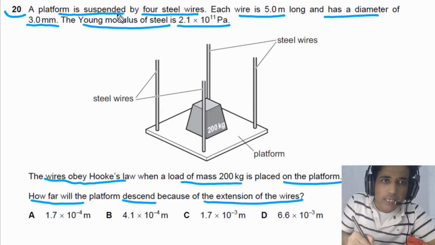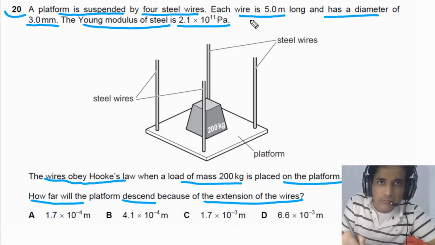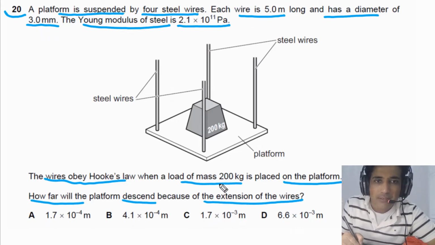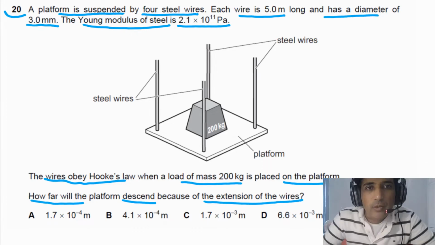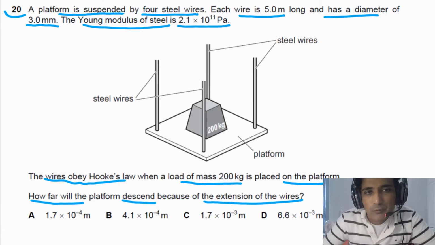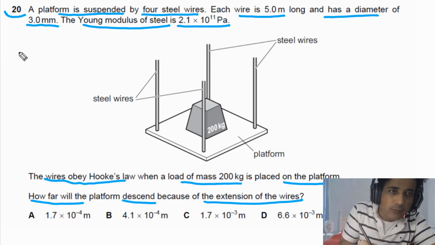For this question, we have Young's modulus, the diameter is given, the length is given, and the mass is given. So we can calculate weight. We can answer this question using two different approaches. Let me first explain which two approaches you can use for this problem.